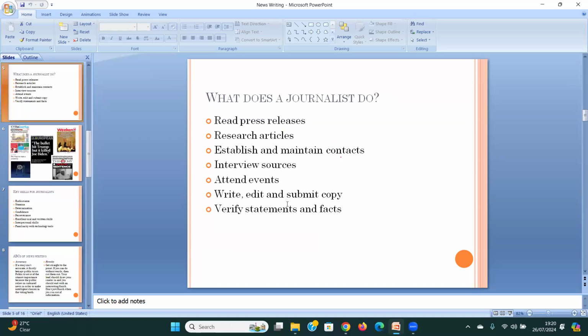So quickly, let me move on to what a journalist does. There are more than this, but on the basic level, I think these seven sum up what journalists do.